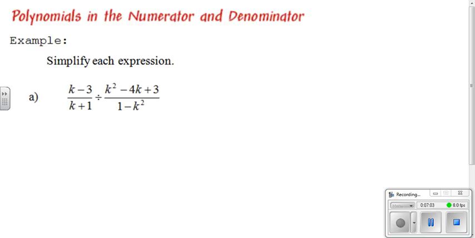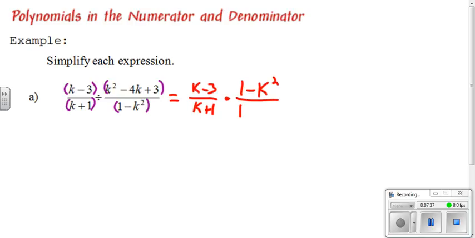All right, now if we have polynomials in both the numerator and denominator. So before we were just using monomials, now each of these is a polynomial. So remember, the best way to do these is to factor it out into its smallest factors and then use those. So like before, the first thing to do is switch it into a multiplication problem. So k minus 3, k plus 1 times, instead of divided by, our 1 minus k squared on top, k squared minus 4k plus 3 on bottom.